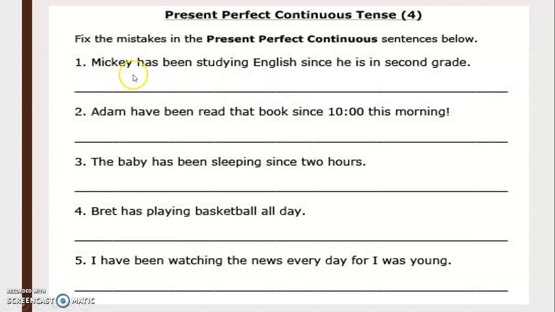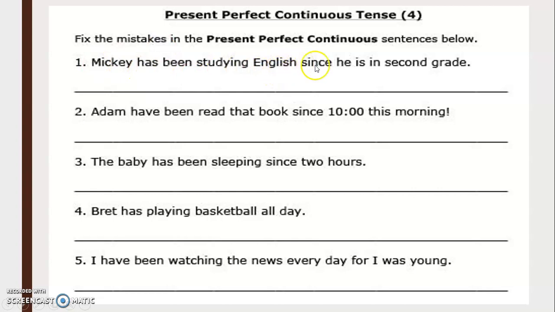Let's look at the first example here: Mickey has been studying English since he is in second grade. The first thing you have to see is your subject. You have to identify whether the subject is singular or plural. So Mickey, we count it as singular. So has, this is correct, followed by the word been, correct, and the verb is study plus ing, so there's no mistake in front here.